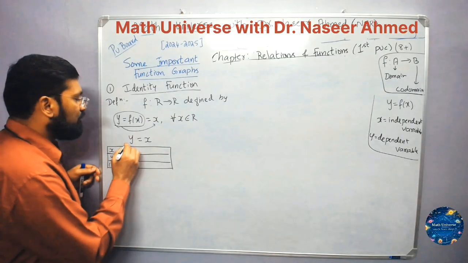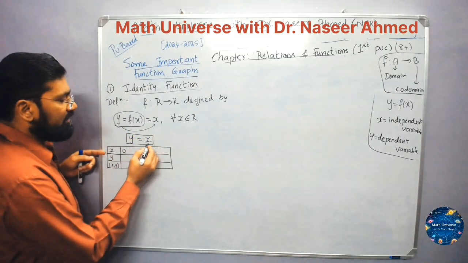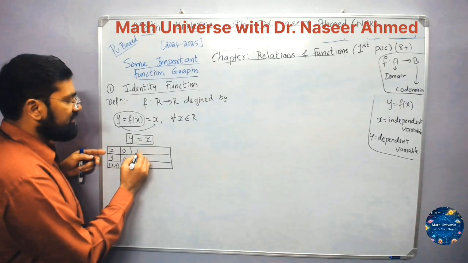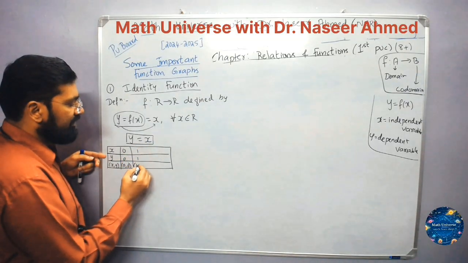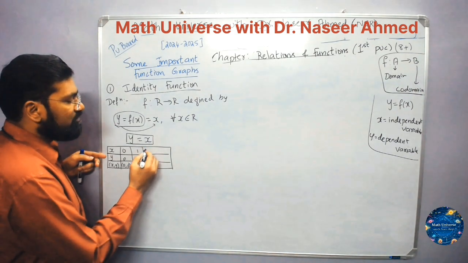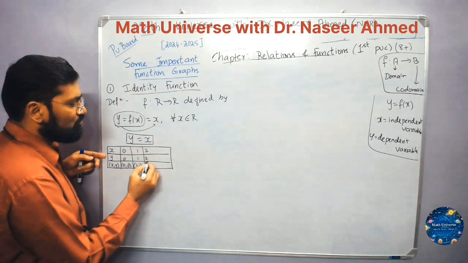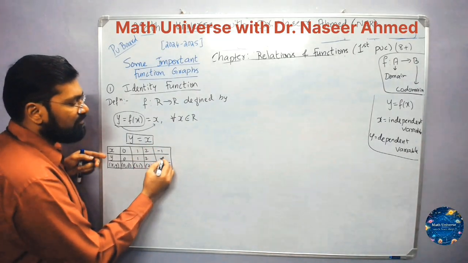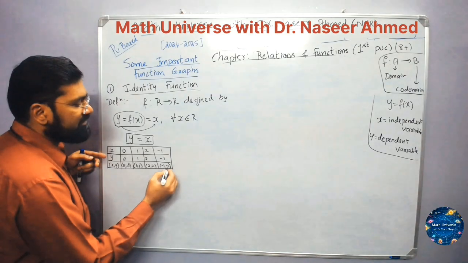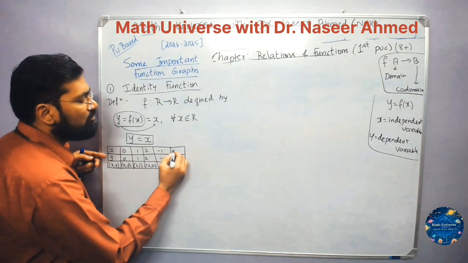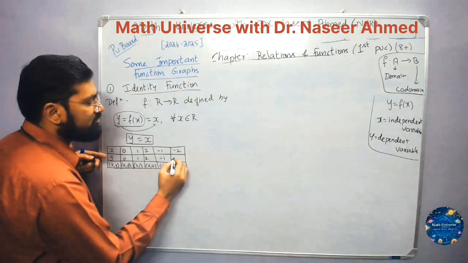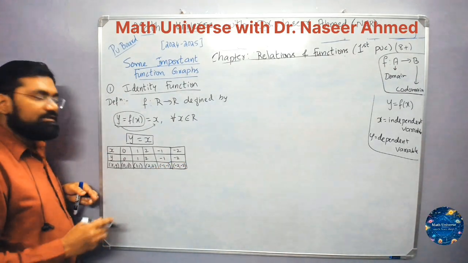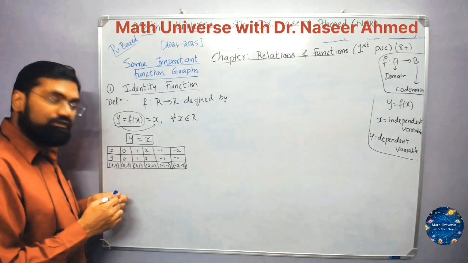So when x is 0, y is also 0. So the coordinate is 0, 0. When x is 1, y is equal to 1. So the coordinate will be 1, 1. When x is equal to 2, y is also 2. So 2, 2. When x is equal to minus 1, y is also minus 1. So minus 1, minus 1. Let's take one more here. When x is equal to minus 2, y is also minus 2. So the coordinate is minus 2, minus 2. So always try to prefer positive and negative values, including 0.